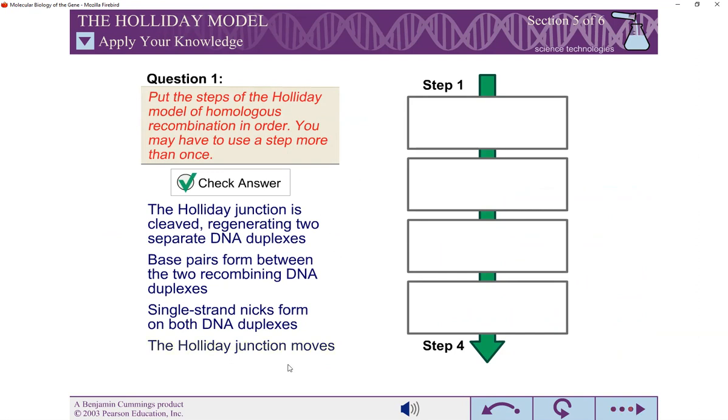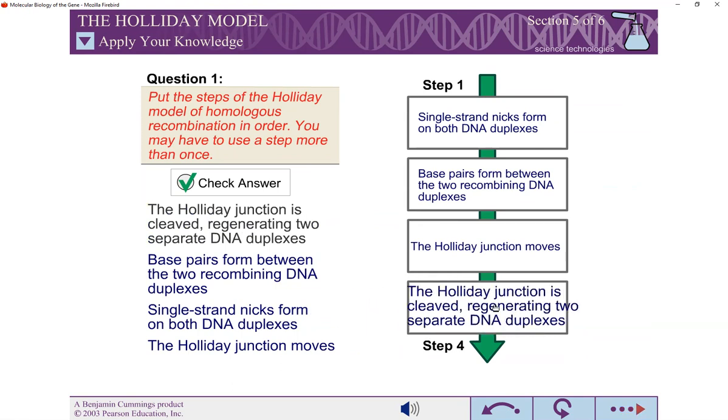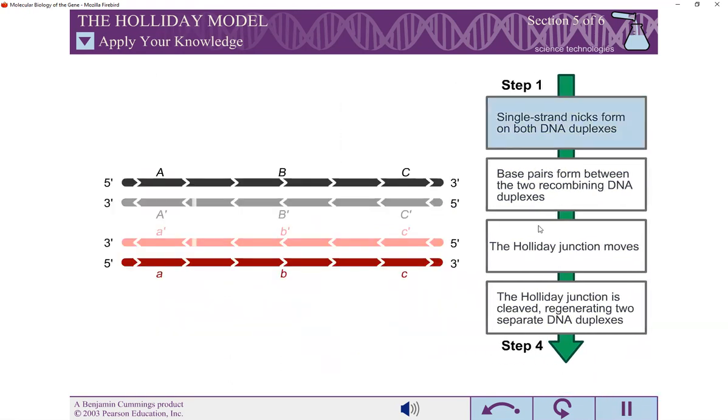Now, how the steps should be kept. Firstly, a single strand nick forms on both the DNA duplexes. Okay, there is a single strand nick that is going to be produced. Base pairs form between the two recombining DNA duplexes. Once the base pair has been formed, the Holliday junction is going to move. As the Holliday junction moves, the exchange of the genetic material is going to take place. And lastly, the Holliday junction is cleaved, regenerating two separated DNA duplex molecules. Now, look here. This one was the correct answer.